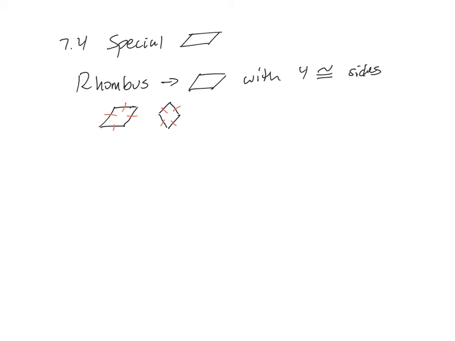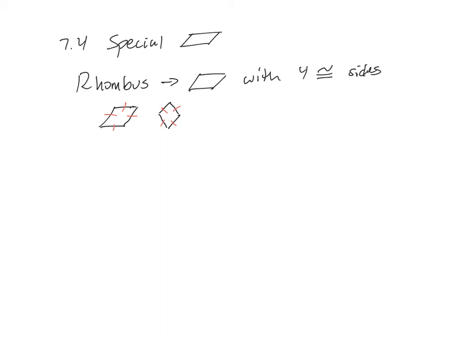Okay, so since it is a parallelogram, opposite sides are congruent. Well, all 4 sides. Opposite angles are congruent. Diagonals bisect each other. And consecutive angles are supplementary. Everything about a parallelogram is true about a rhombus because it is a parallelogram. It just, all the sides are congruent instead of just opposite sides are congruent.